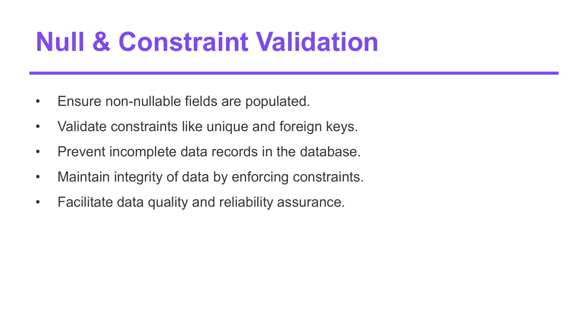It's important to make sure that all fields marked as non-nullable actually have values. This prevents any missing or incomplete data from entering the database. Along with that, checking constraints such as unique keys ensures that we don't have duplicate values where they shouldn't exist, and validating foreign keys helps maintain correct relationships between tables. By enforcing these constraints, we protect the integrity of the data so it remains accurate and reliable over time. This kind of validation is essential for maintaining high data quality, which supports consistent and dependable results in testing and operations.